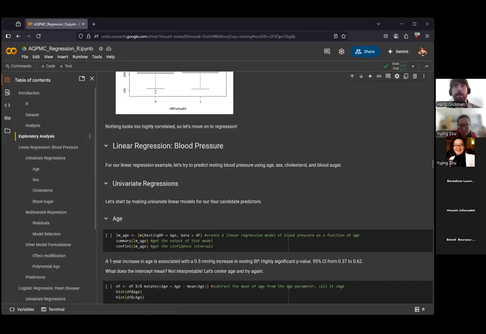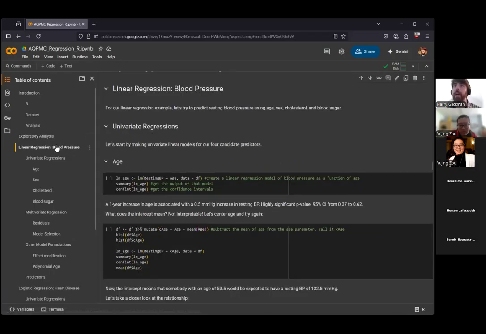So that was it for exploratory analysis. And now we're going to move on to regression itself. So we're going to try to predict blood pressure in this toy example, which isn't much of an outcome variable, but it's a continuous variable that we can do linear regression on, just for this example. So we're going to use age, sex, cholesterol, and blood sugar to try to do that. So we're going to start with univariate regression. So just one at a time, can we predict blood pressure using age? Can we predict it using sex, etc.? And we'll just go through and see what sorts of models we get.